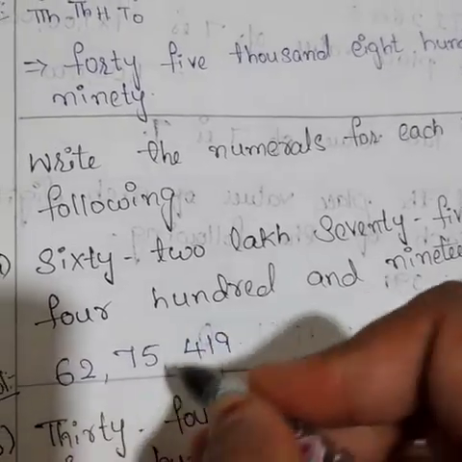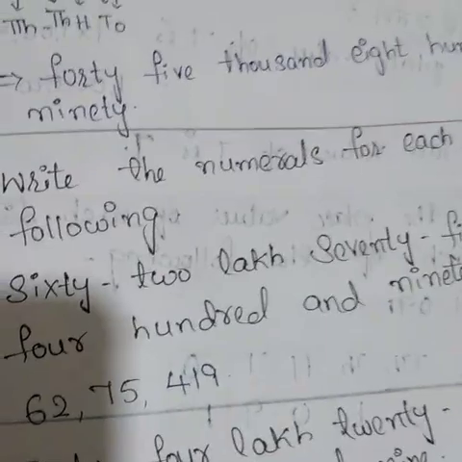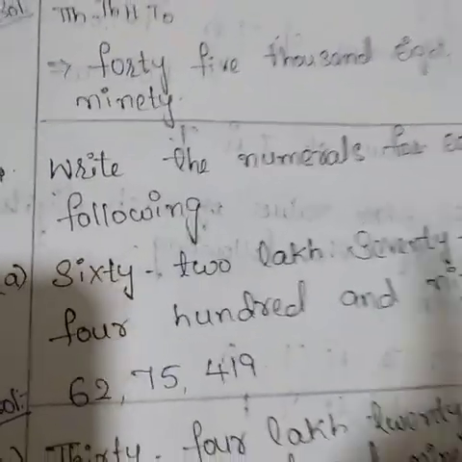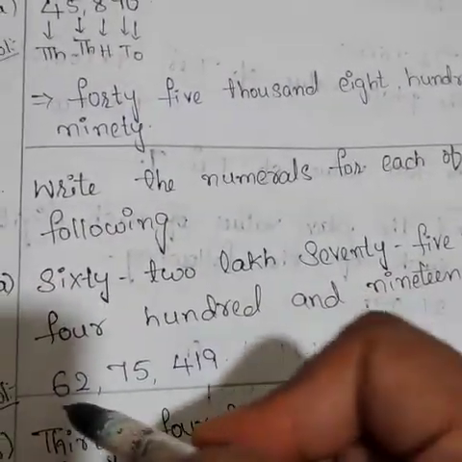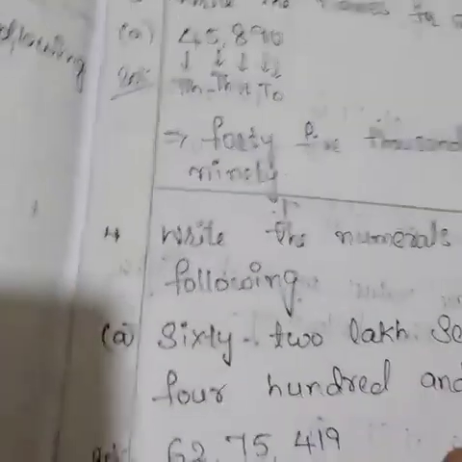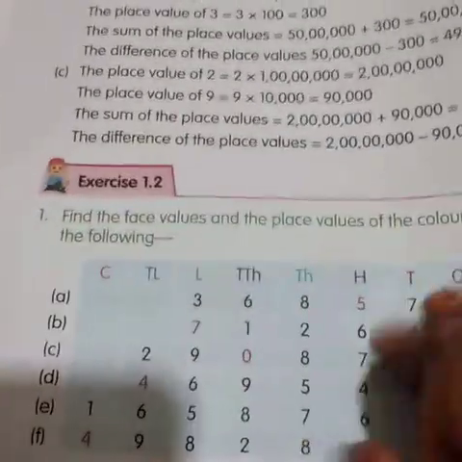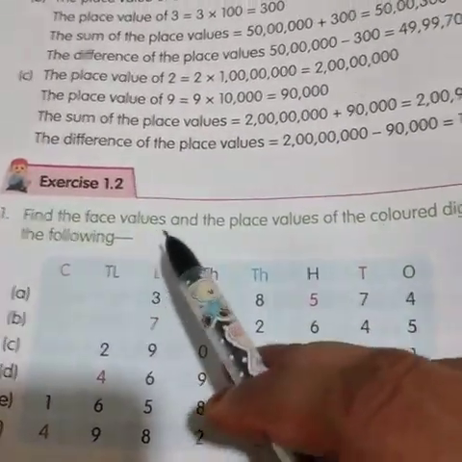Numeral means they have given in words and we have to write in numbers. That is called numerals. So they will give the question like this, and you have to write in numbers. With this we have completed our exercise 1.1 revision. Understood? In exercise 1.1 only I have explained these place values. This is similar to this only.